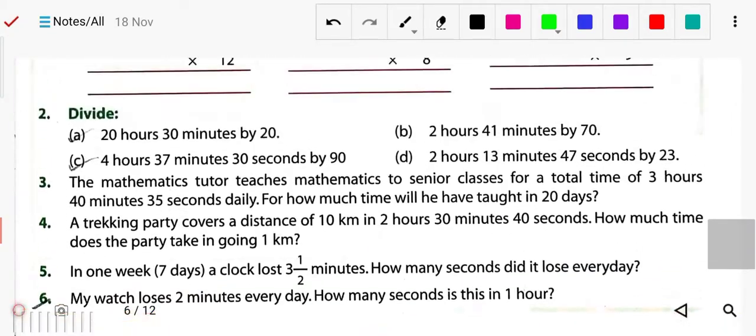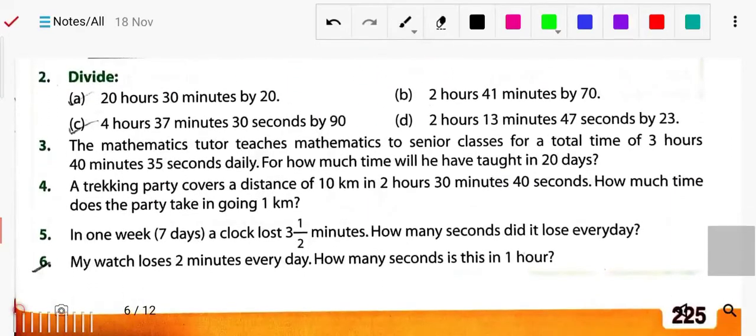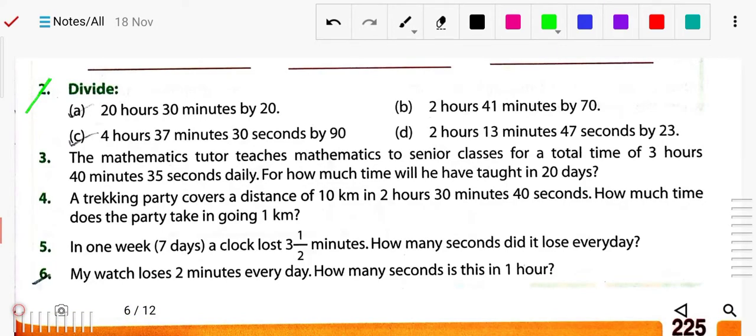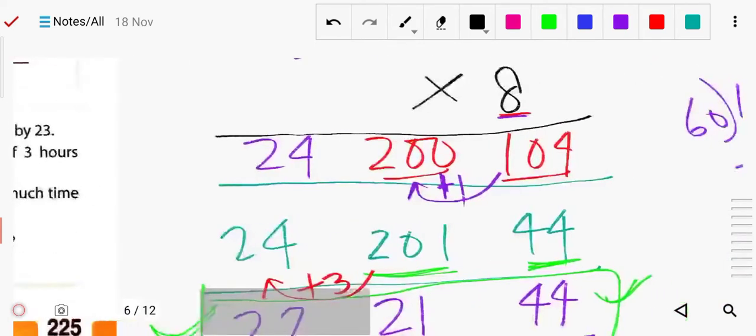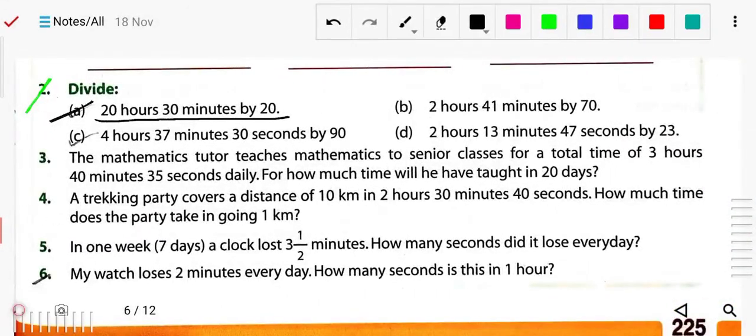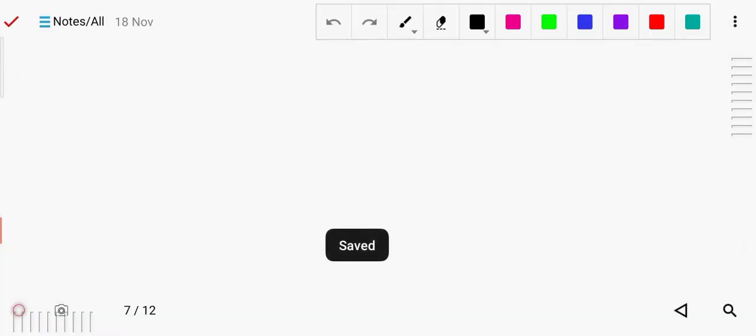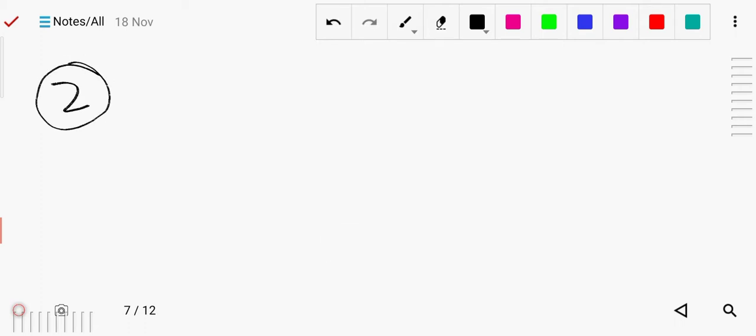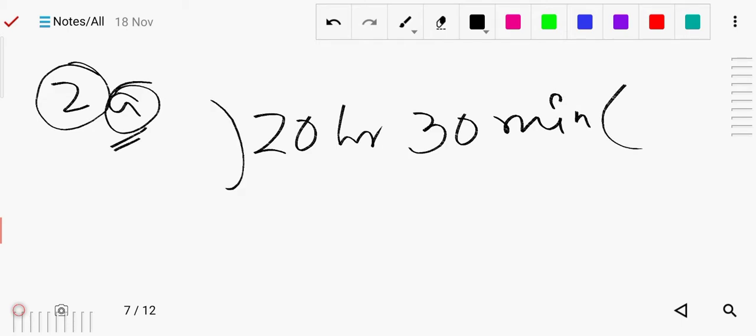Now next we will solve division. So number 2 we will do divide. So for question number 1, 20 hours 30 minutes divided by 20. So we will do this question. Okay, question number 2, it is 2a. We have to divide. It is given 20 hours, so I will write here 20 hour and 30 minute. Now it is divided by 20.